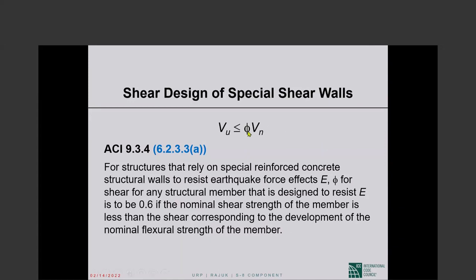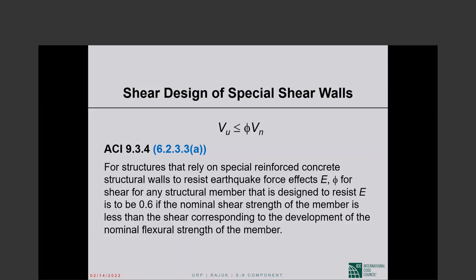The phi factor for shear design is 0.75. ACI 318 says, and BNBC 2020 also says, if you are designing a shear wall for shear that is likely to fail in shear before it has a chance to fail in flexure. I will repeat. If you are doing the shear design of a shear wall that is likely to fail in shear before it has a chance to fail in flexure, the phi factor for shear design shall be 0.6, not 0.75.